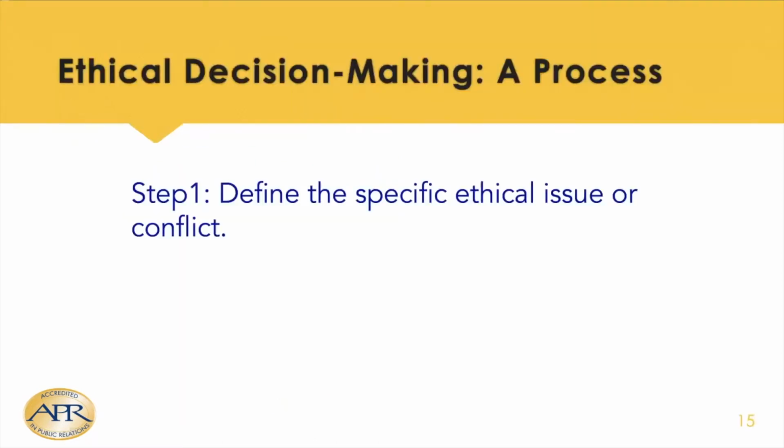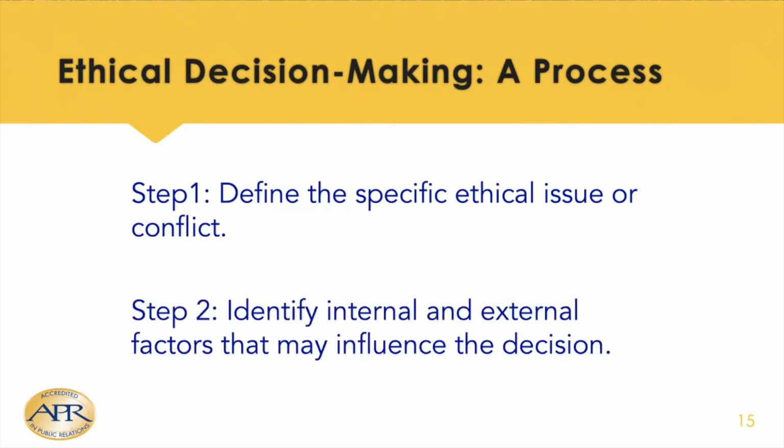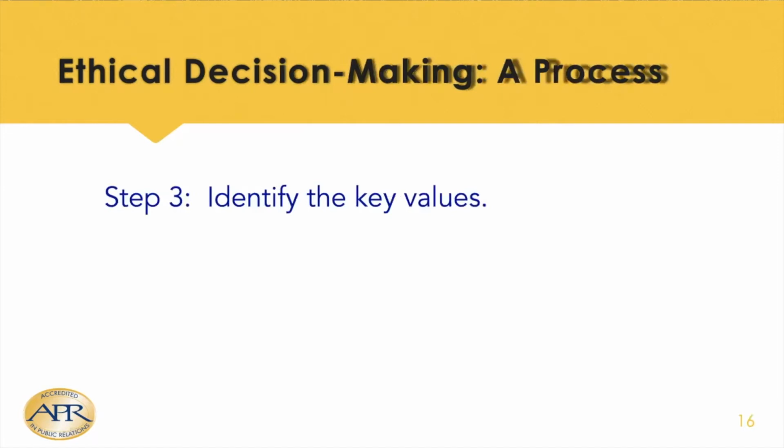I'm just going to zip through the decision-making process, because it's actually defined in your textbook and the study guide. There is a process to go through when you're making an ethical decision. Obviously, first you have to identify it as being an issue, a potential issue or conflict. You want to identify all the factors that may influence your decision, both internally and externally. You're going to identify the key values, your personal values, and also the key values of the organization you work for that will come into play with the decision you're facing.